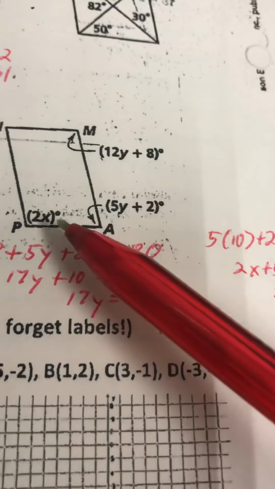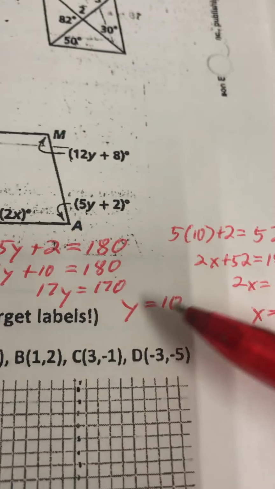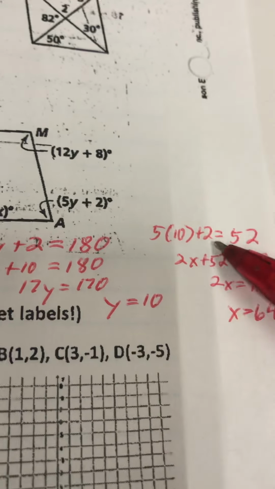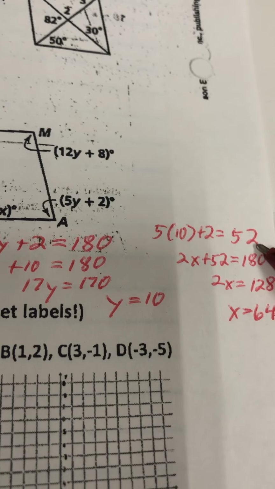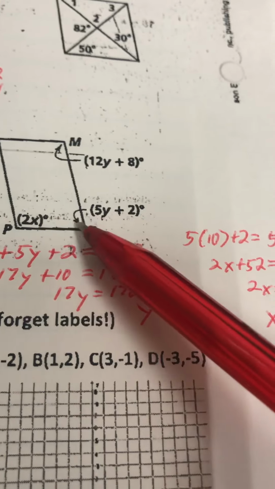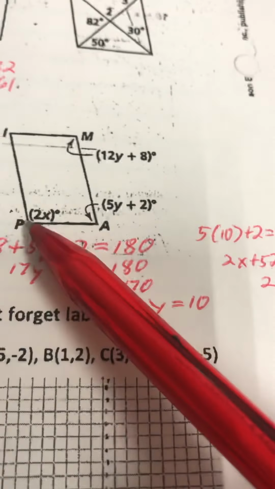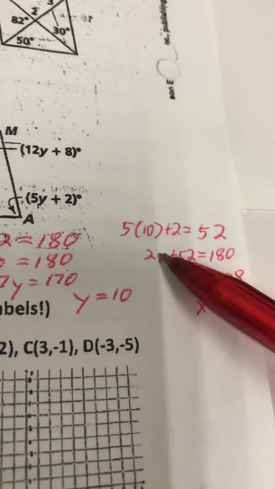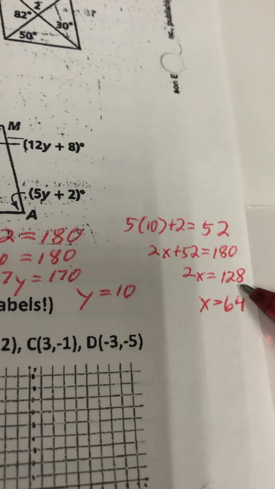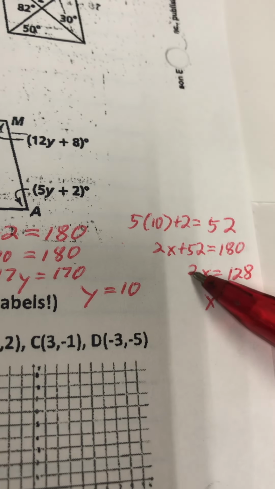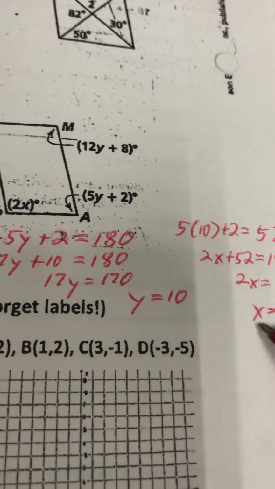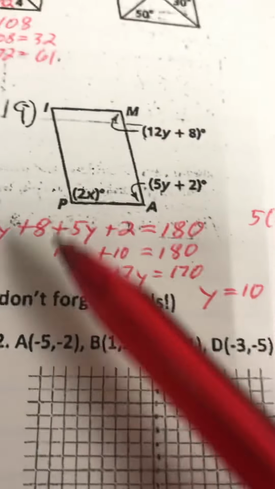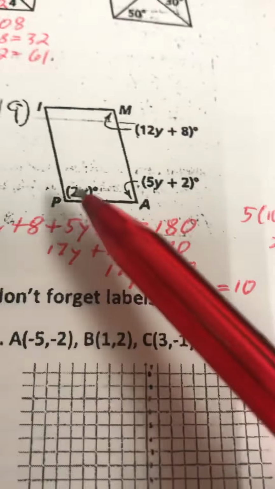In order to figure out this one, I'm going to plug this in to this angle right here to find out that this is 52. So 2x plus 52 is going to equal 180 because these two angles are going to equal 180 also. So for 2x, I subtracted 52 from both sides, and 128 divided by 2 gives me 64. So x equals 64. That angle would be 2 times that.